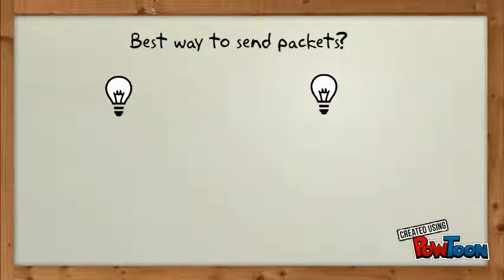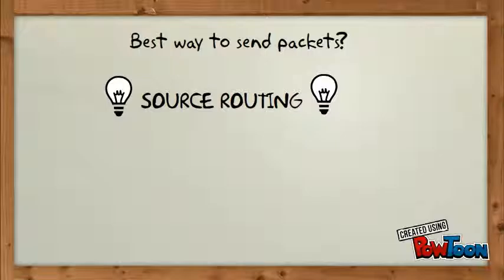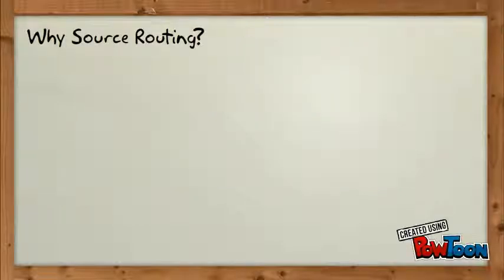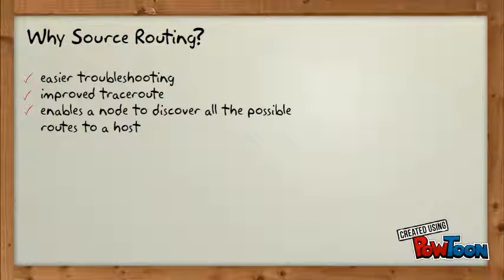The best way to send a packet is source routing. Source routing is where the sender of the packet can partially or completely specify the route the packet can take through a network. That is, he can specify the final destination address or the intermediate addresses. Why source routing? Because it's easy to troubleshoot. It has improved traceroute because the destination is given by the source itself. And it also enables a node to discover all the possible routes to a host.